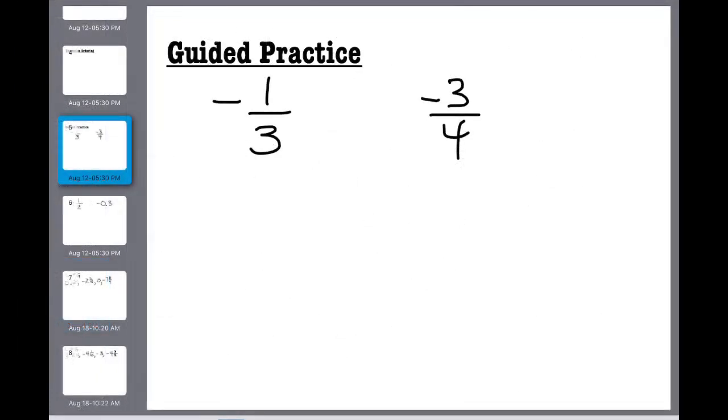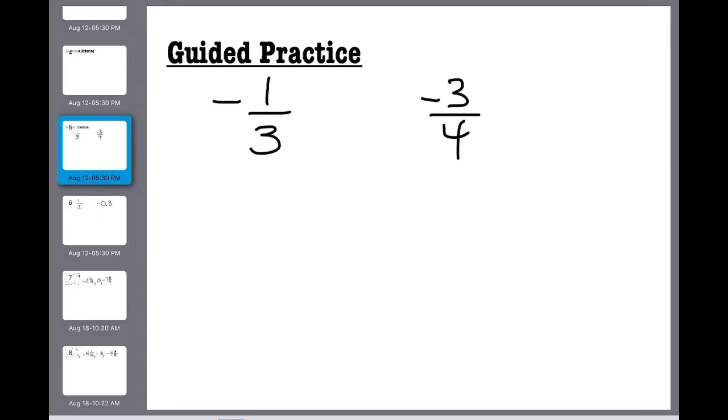All right, now let's do some guided practice problems. Go ahead and get your Expo markers and socks out of the boxes on your desk. And let's pause the video and try number 1. I want you guys to compare these two negative fractions using the signs greater than and less than. And I want you to copy the entire problem. I don't just want you to use the sign greater than and less than.